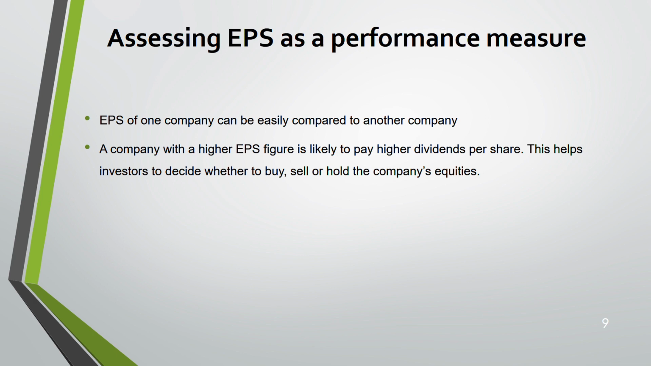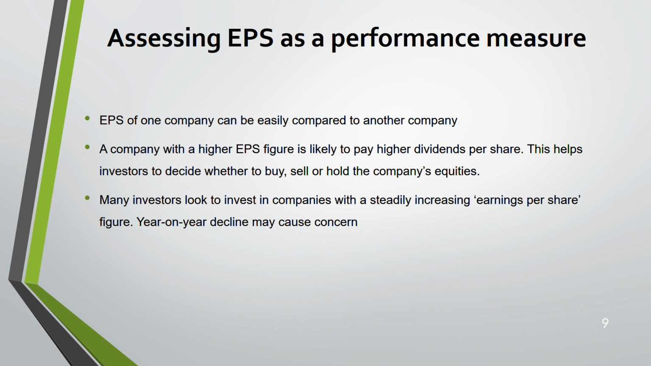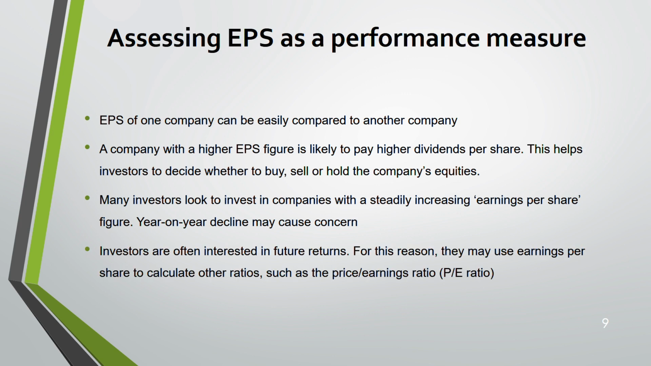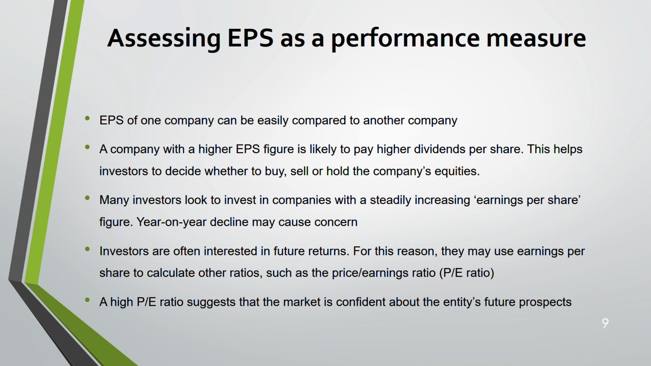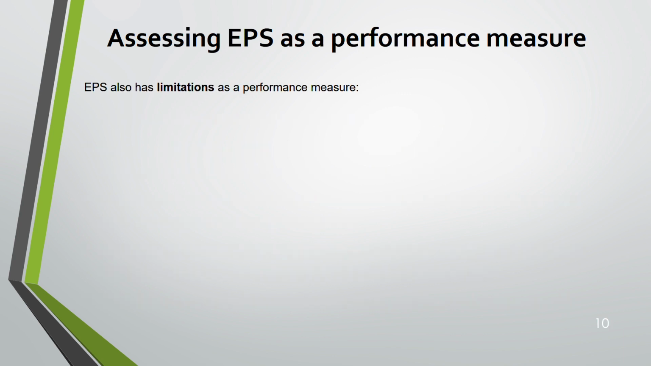They can decide whether to hold, buy, or sell the shares. Third reason: many investors like EPS that is growing, because if it is declining year by year, it is a reason to worry. Next, investors are more interested in future returns. So through EPS, they can calculate other ratios also, like the PE ratio, price earning ratio. And a high PE ratio means the market is confident about the future prospects.